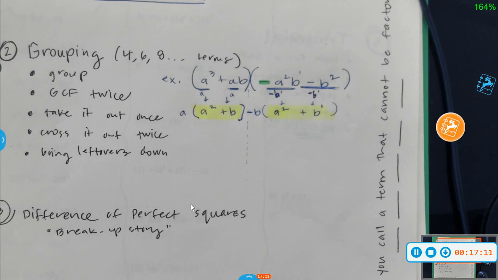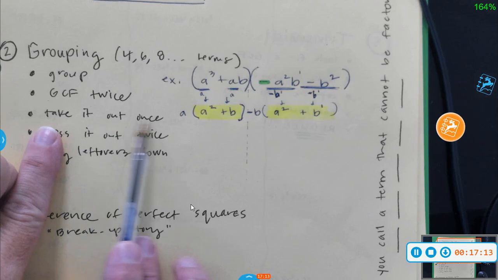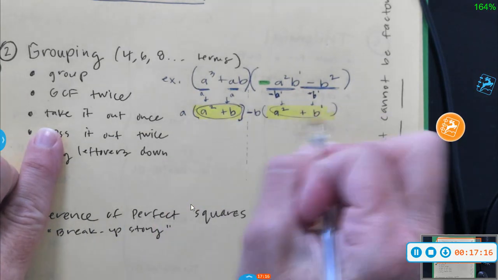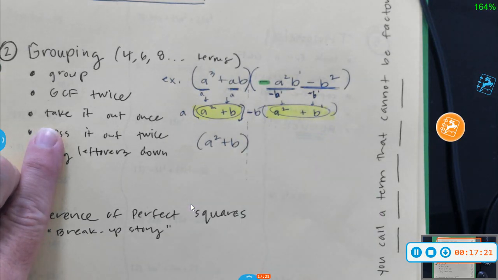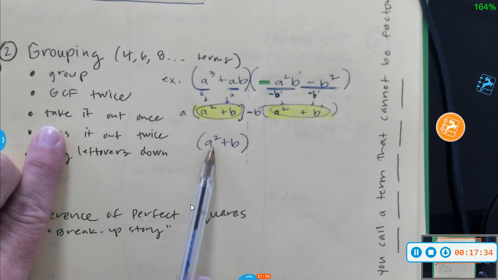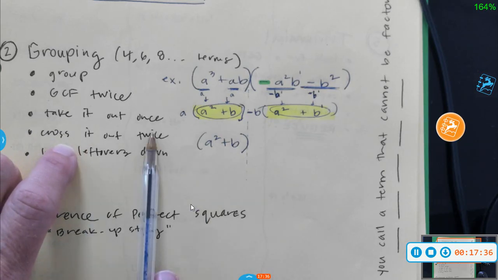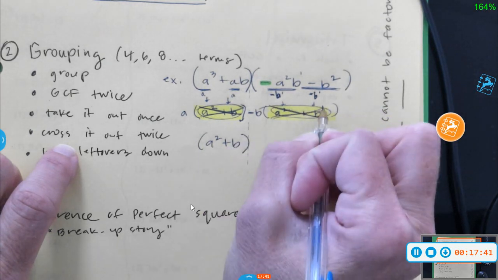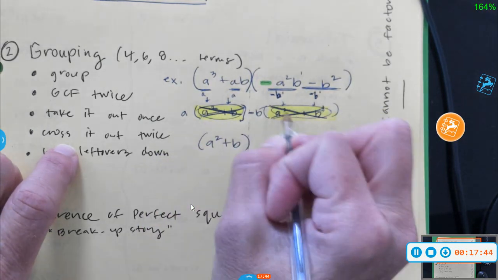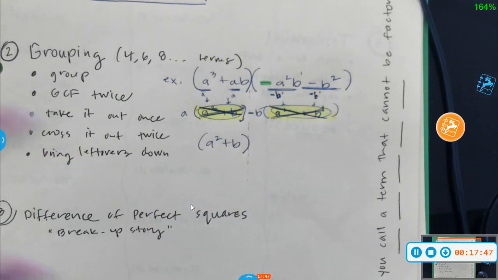So here's where my little rules come in. Number 1, take it out once. Well, this is what I mean. Take this out one time, a squared plus b. You're basically doing GCF again. They have in common an a squared plus b. That's what both terms share. So you're going to take it out one time. I just did that. You're going to cross it out twice. So cross it out 2 times. Once, twice. Cross it out twice. I don't want to cross it too much because then you won't be able to see what I'm.